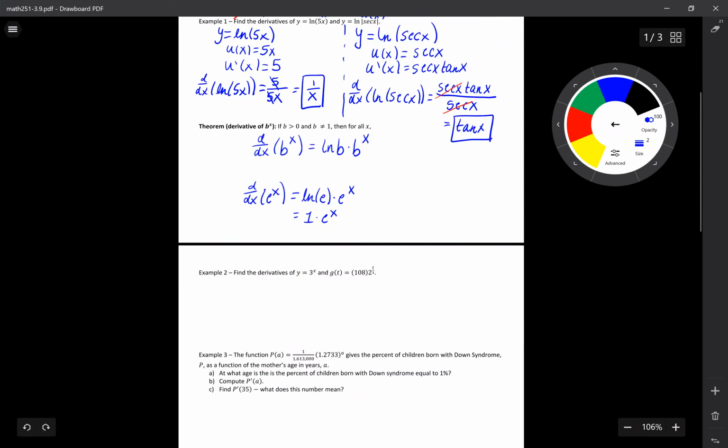I would like for you to try this first example of example 2 on your own. So try to find the derivative of y equals 3 to the power of x, just the first one. Go ahead and give it a shot, and then we'll do it together.